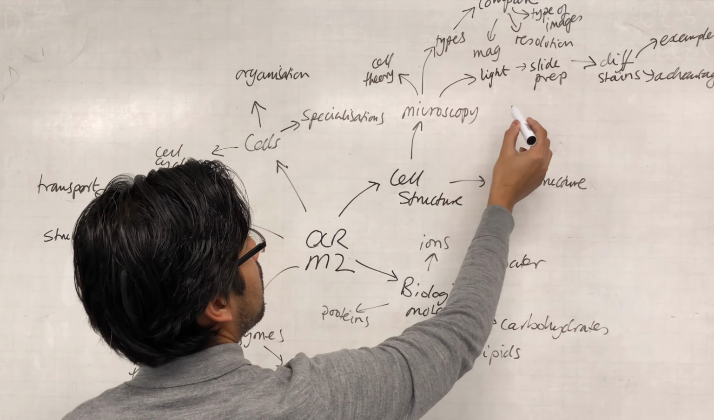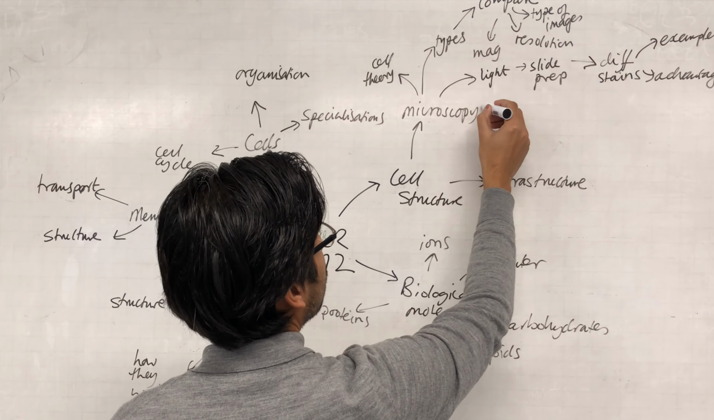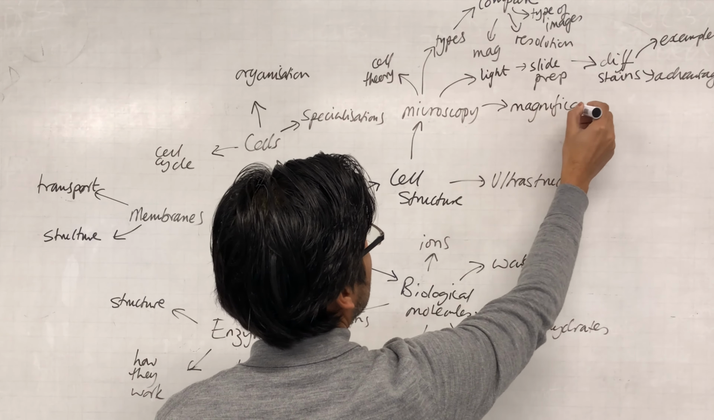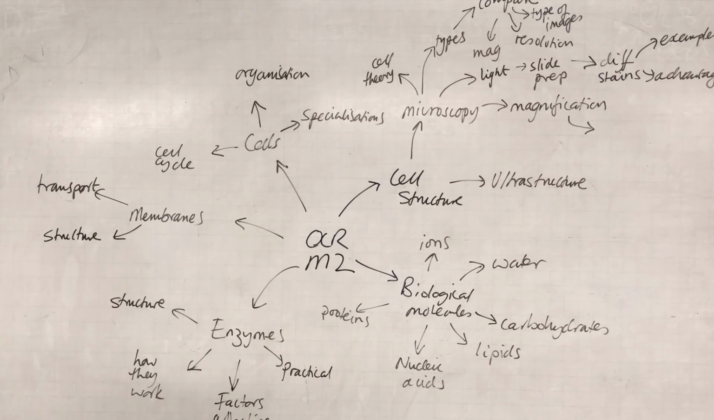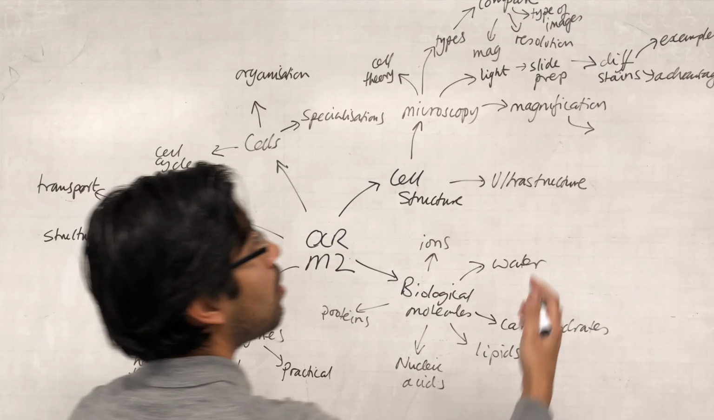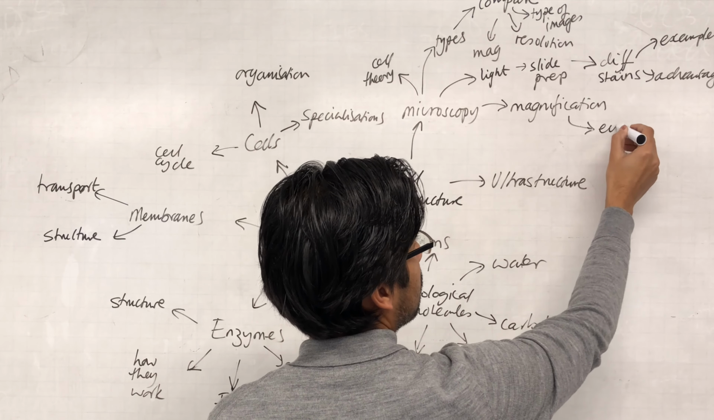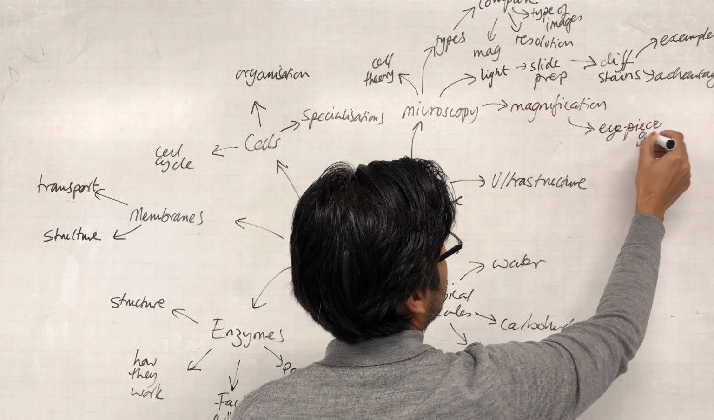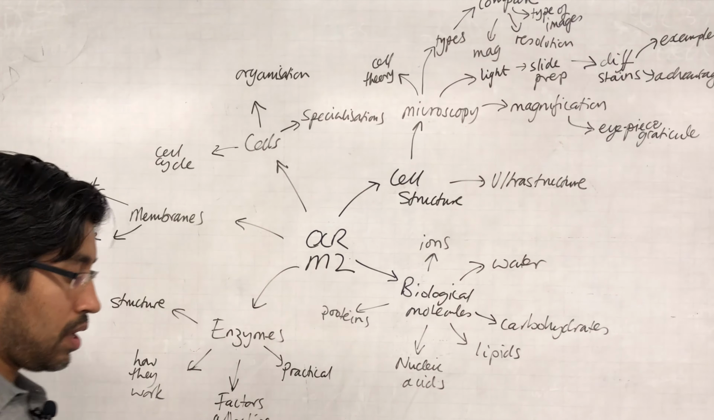Okay. Then we had, what do we have? Oh, the idea of magnification. So how do we calculate magnification? And within the idea of calculating magnification, also the further idea that we have to have calibration. So knowing how to use the eyepiece graticule, okay?